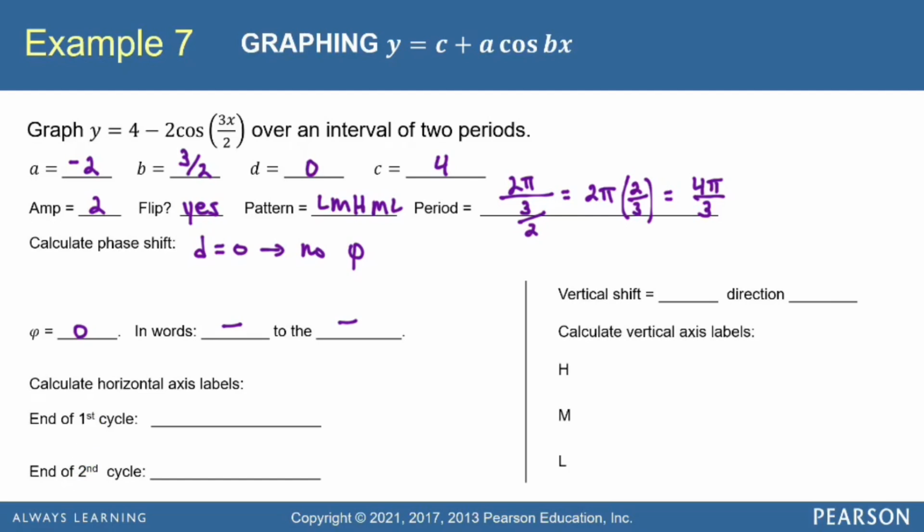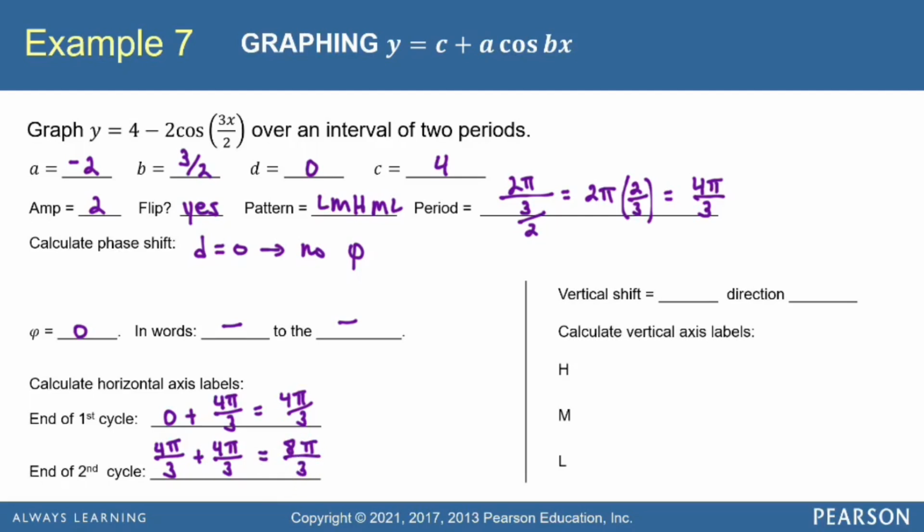Now, to calculate the labels that go on the horizontal axis at the end of each period, we know that we do that by saying starting point plus period equals ending point. In this case, the starting point is 0, the period is 4 pi over 3, and so the ending point will be 0 plus 4 pi over 3, so that's just 4 pi over 3. The second period will start at 4 pi over 3, and then when we add a period to that, we'll get 8 pi over 3. So that's the label for the end of the second period.